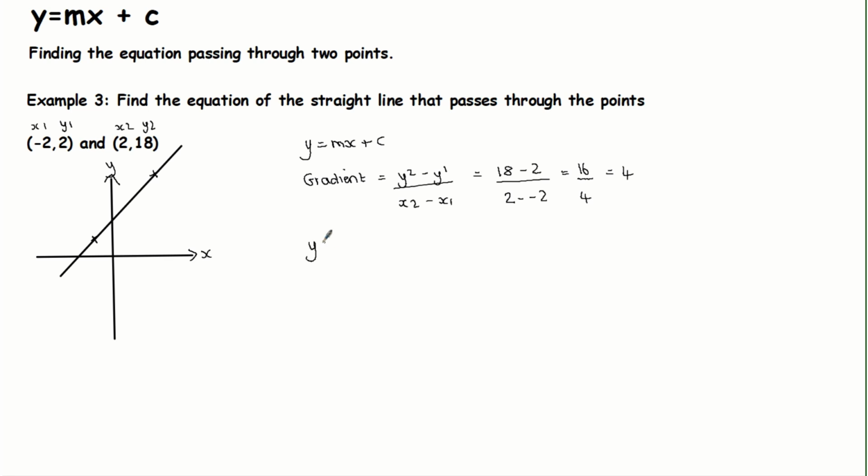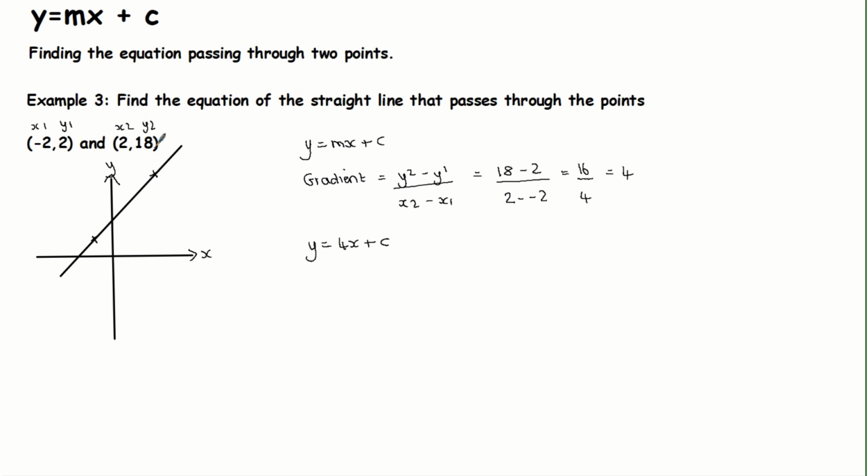So I've got y is equal to 4x add c. Now I need to work out the y-intercept. This is where you choose a pair of coordinates and you substitute in the values of x and y. It doesn't matter which pair you use, you get the same answer. I'm going to avoid this one because it's got a negative number in it and I don't want to make a mistake. So I'm going to stick with this one here.